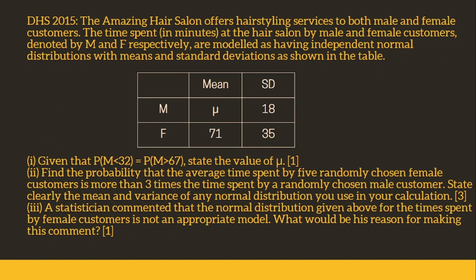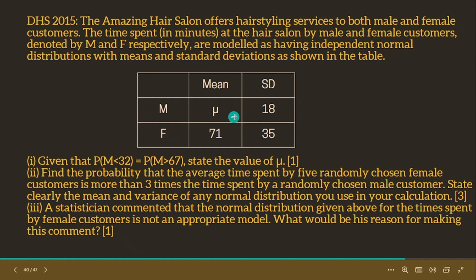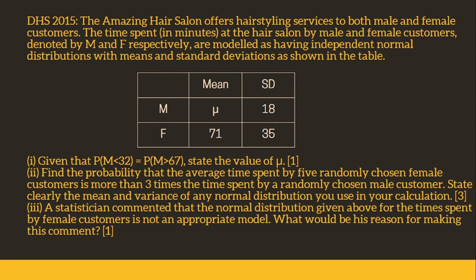Then for the next question, this is about standardization again because we have an unknown mu here. So basically this hair salon offers hair styling services. Then the time spent by male and female customers is denoted by M and F respectively, which both follow independent normal distributions. So given that P(M is less than 32) equals P(M is greater than 67), we are going to state the value of mu.